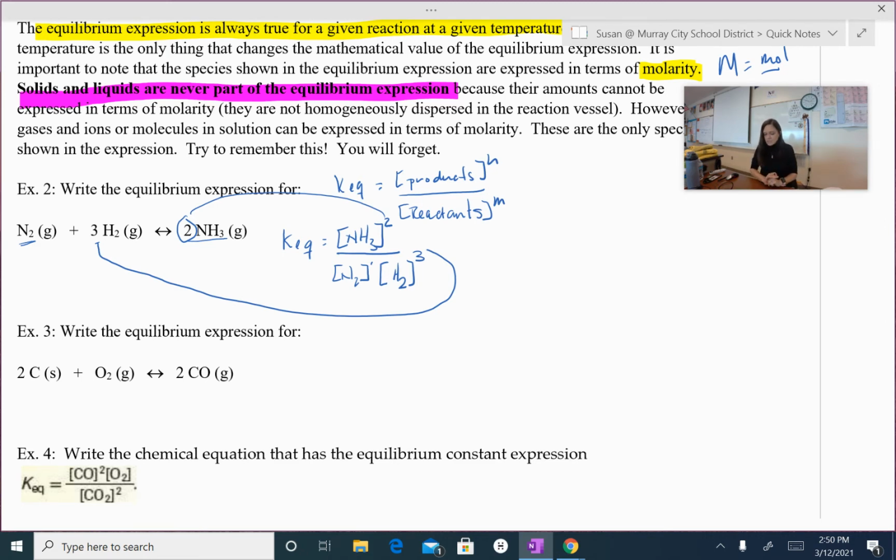I want you to take a minute and write the equilibrium expression for carbon bonding with oxygen to make carbon monoxide. Take a minute and write that down.